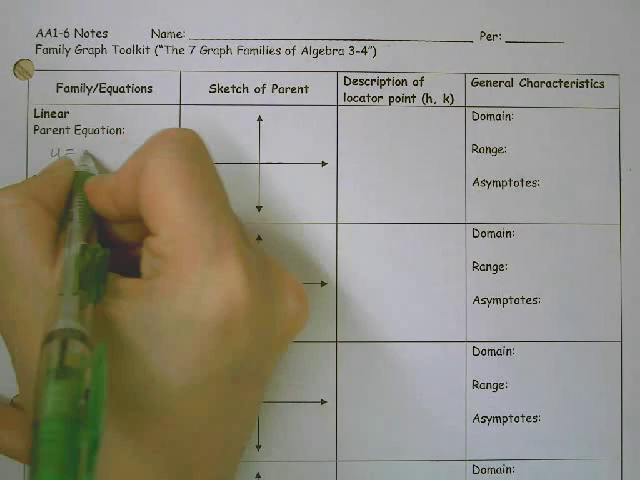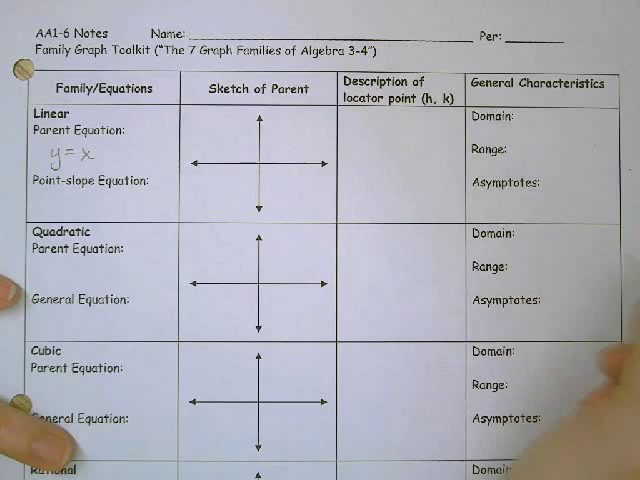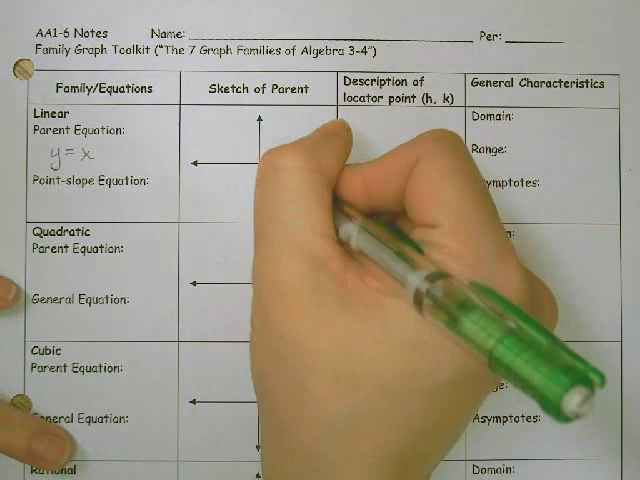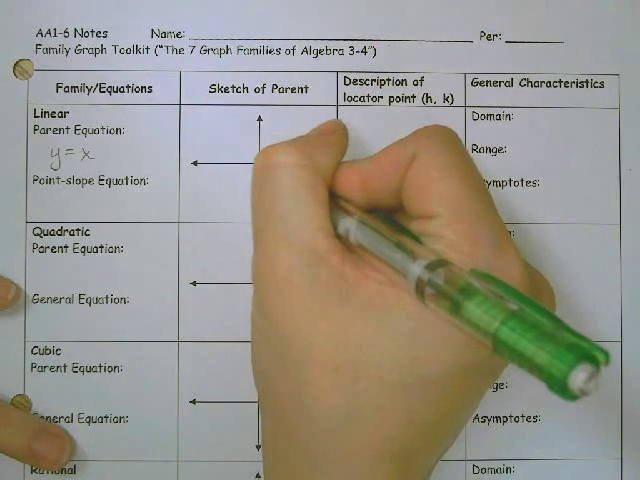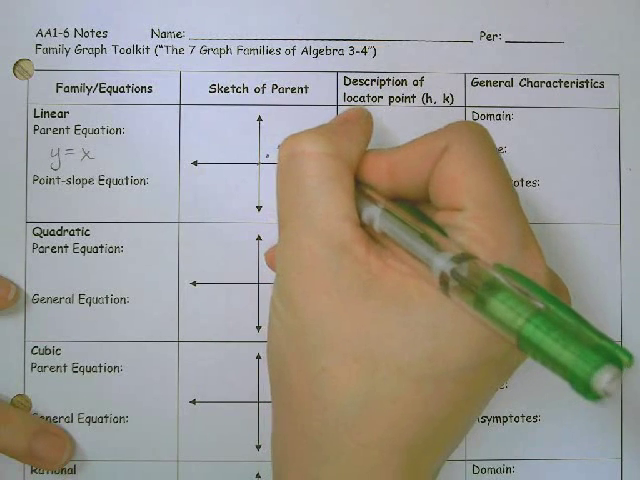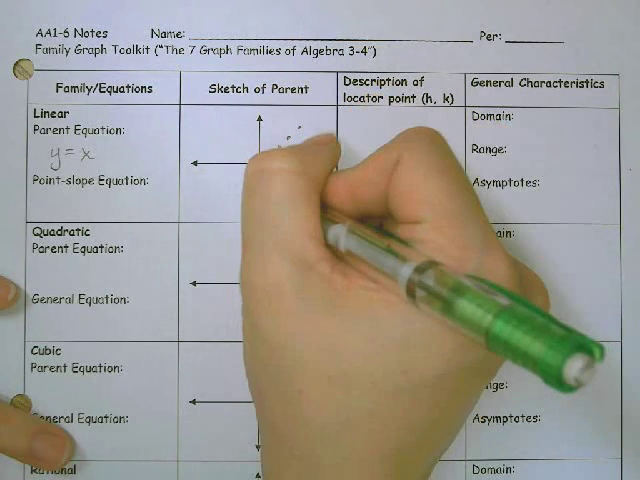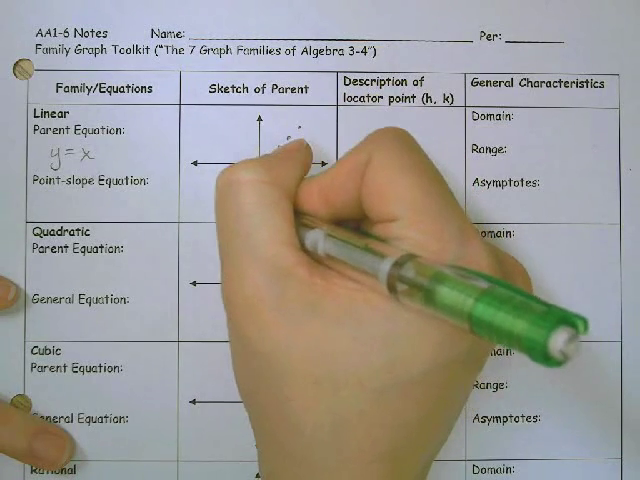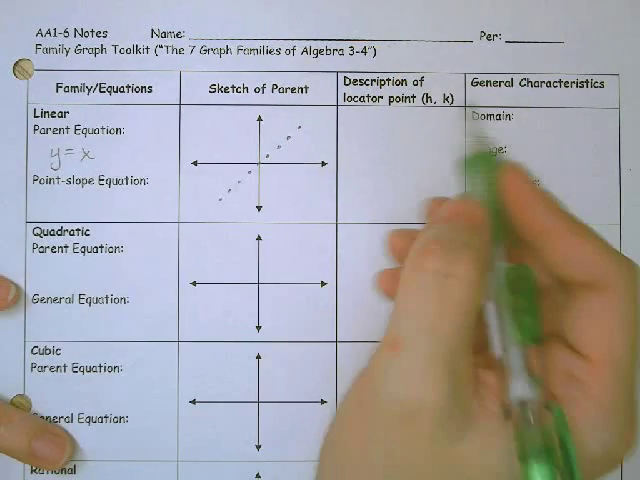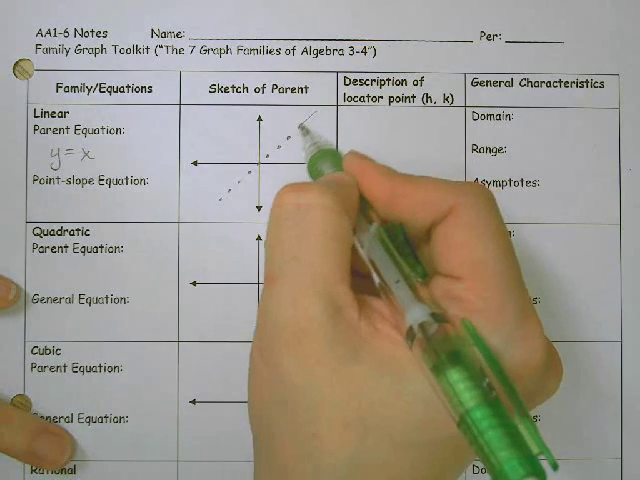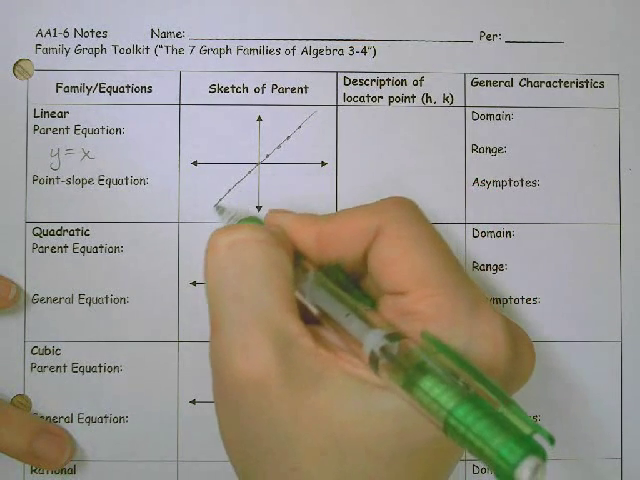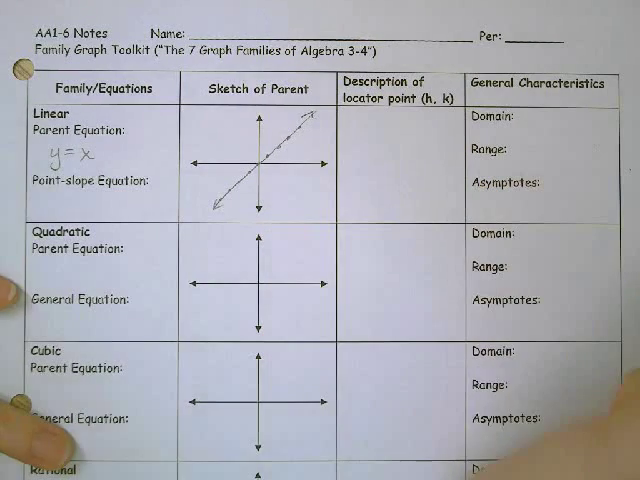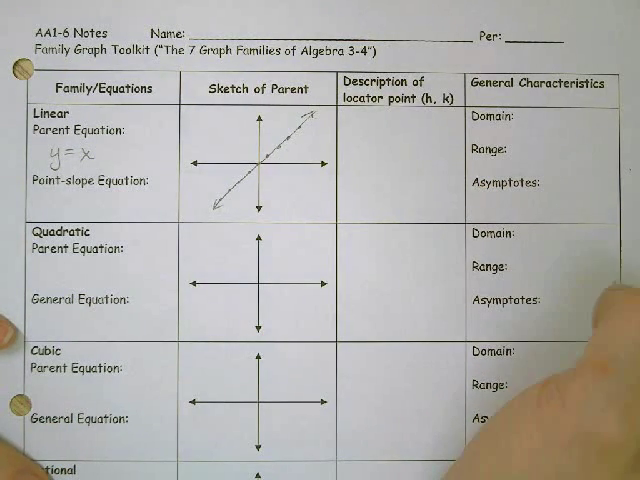So the linear is y equals x for the parent equation. It's the most basic line you're going to get. 0, 0, 1, 1, 2, 2, 3, 3, 4, 4, and so on and so forth. Negative 1, negative 2, negative 3, negative 4. X and y are equal all along that line. So that is our parent graph.